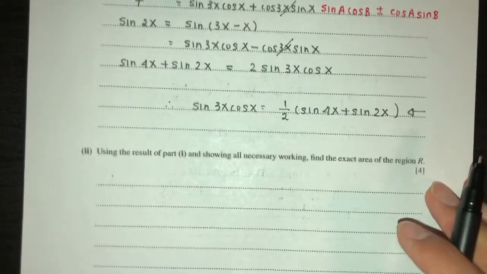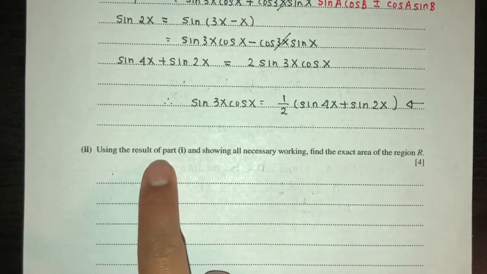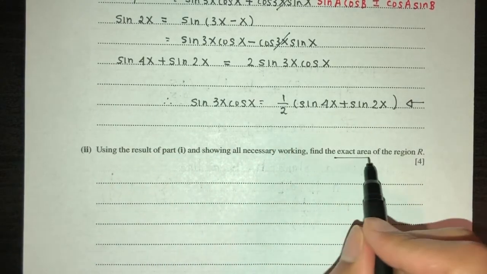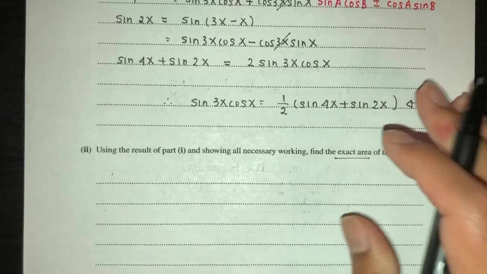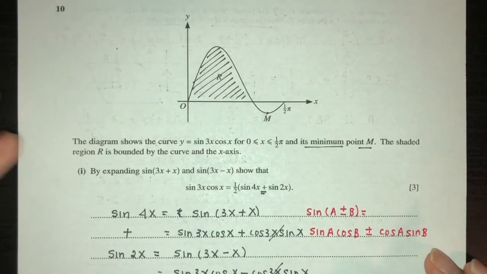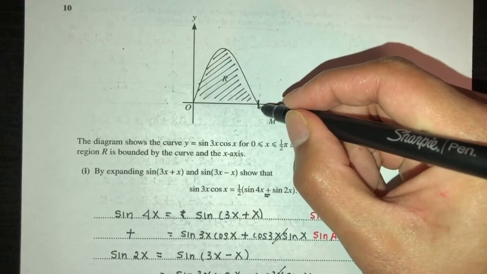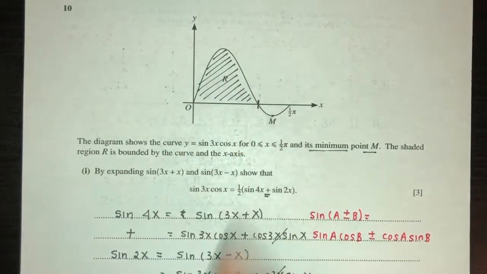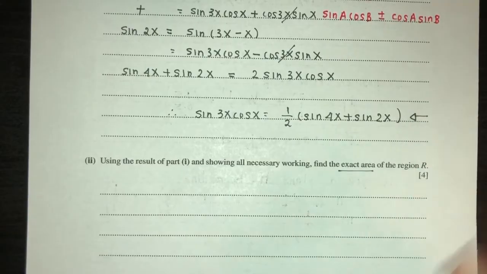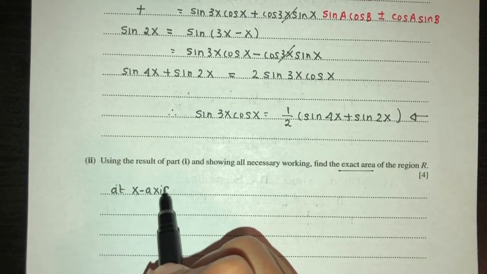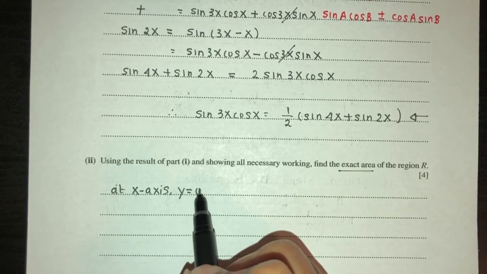Okay, now for part 2, using your result from part 1, so using this result, we have to find the exact area of the region R. So to find the area, as you can see, usually we have to use integration, but we also have to find where this point x is. This is the point where the curve cuts your x-axis. So as you guys know already, at the x-axis your value of y is equal to 0.